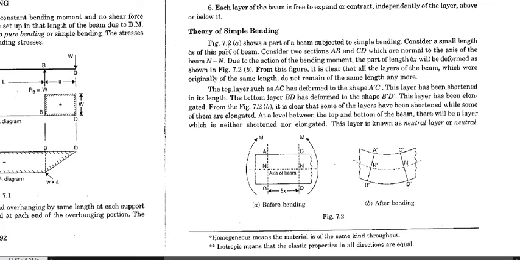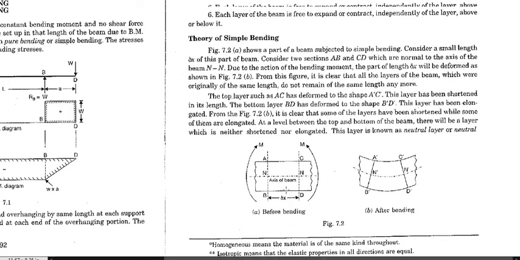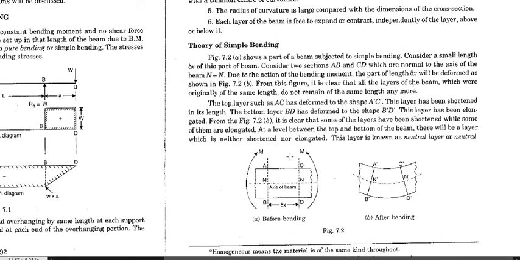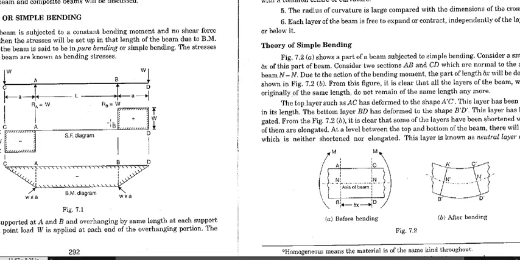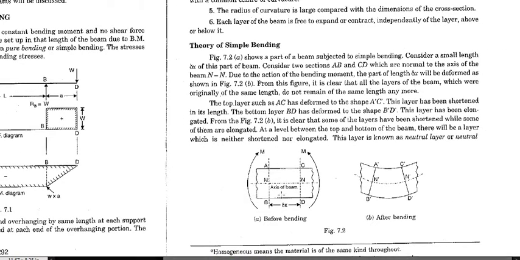Next, in order to derive the bending equation, we will consider a section from the middle, which is in a state of pure bending. We have two sections, AB and CD, and this is the neutral axis at which there is no tension or compression.